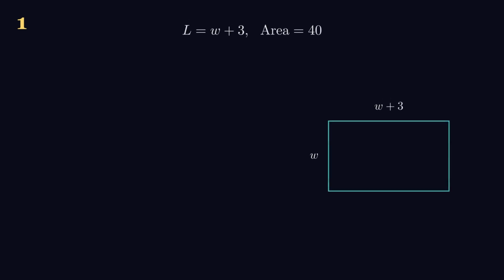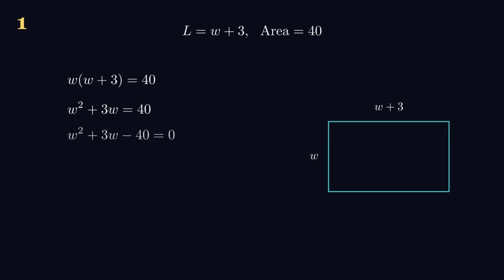Number 1. A rectangle's length is 3 more than its width, and its area is 40. Find the dimensions. Call the width W. The length is W plus 3. Area is length times width. So W times the quantity W plus 3 equals 40. Expand. W squared plus 3W equals 40. Move it all to one side. W squared plus 3W minus 40 equals 0.